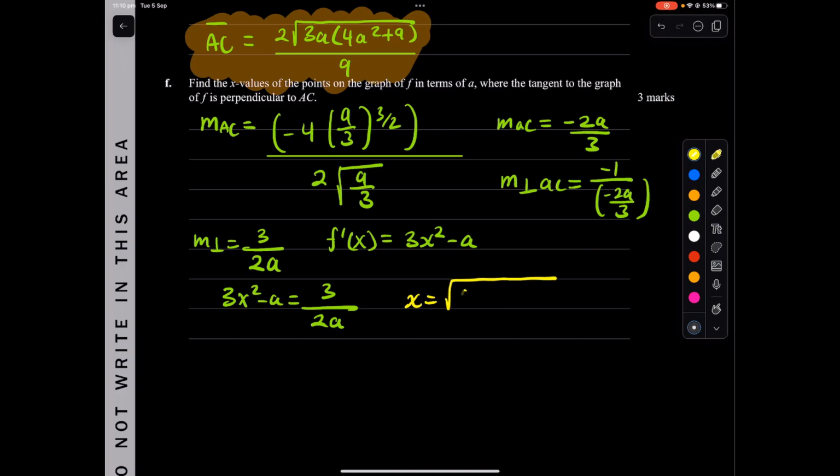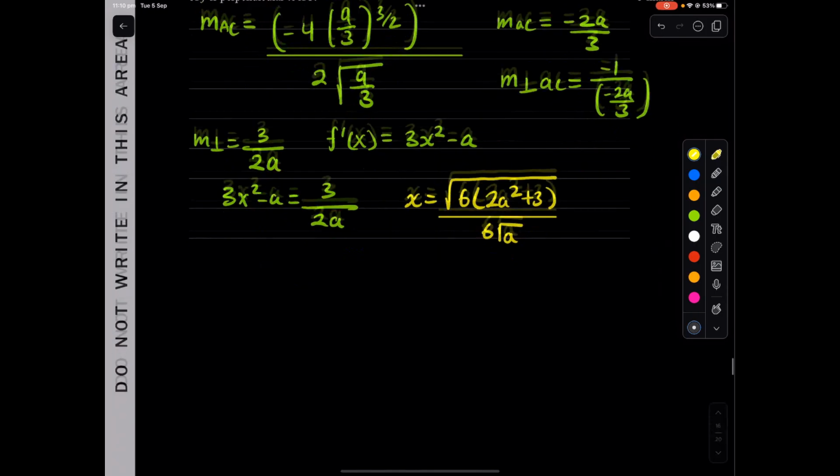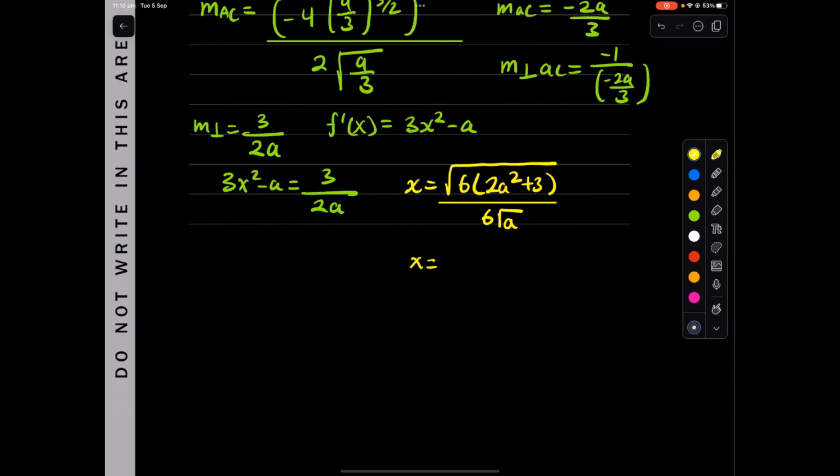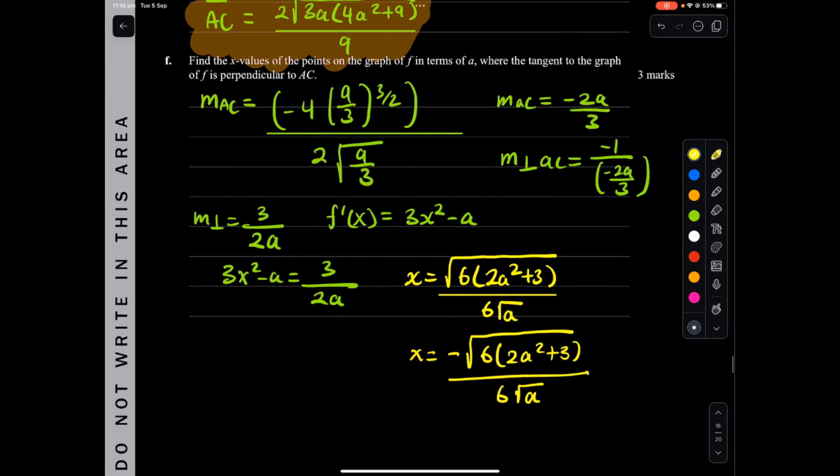So x is equal to the square root, I hope these are right, of 6 2a squared plus 3 all over 6 root a. And your other value is negative, so it'll be negative the square root of 6 2a squared plus 3 all over 6 root a. So these are your two. I hope these are right too.